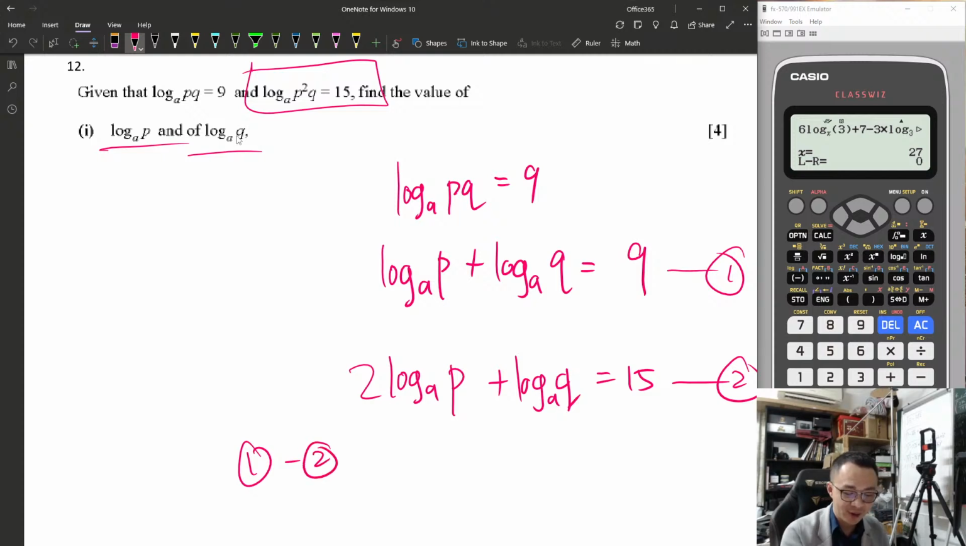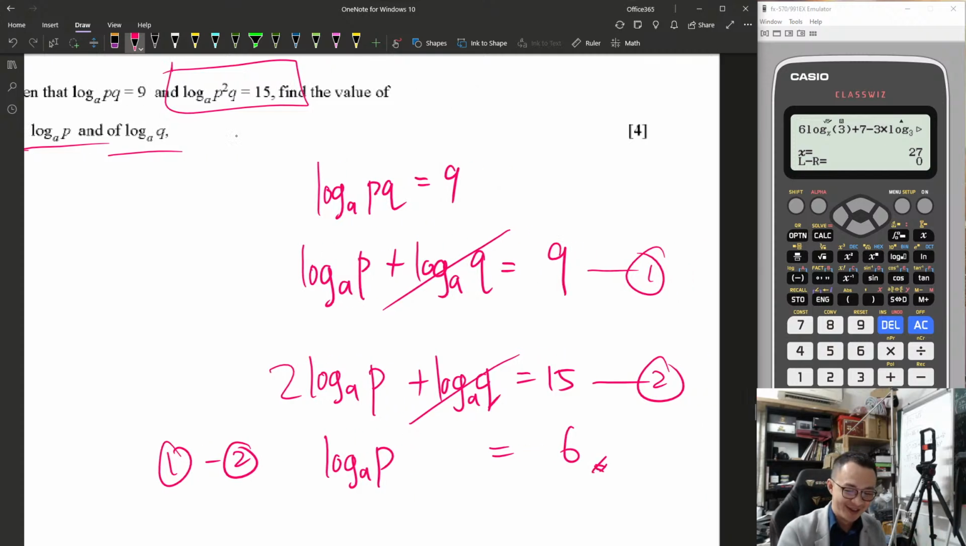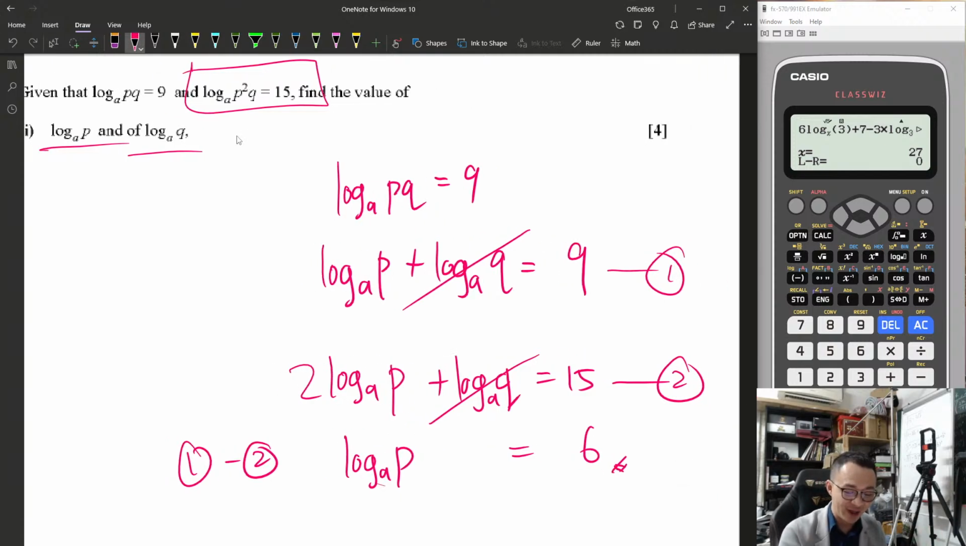So log AP minus 2 log AP is negative log AP. This one minus already, no more. 9 minus 15 is negative 6. Then get rid of both negatives. Then yeah, I got the answer already, oh my god, so easy. Then because they asked for log AP.